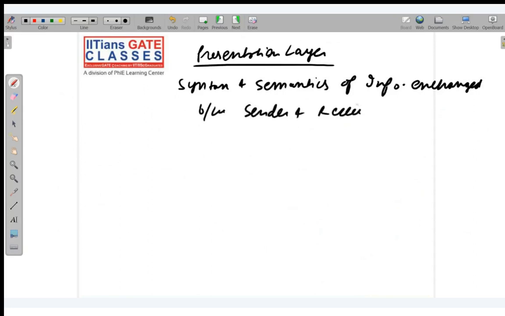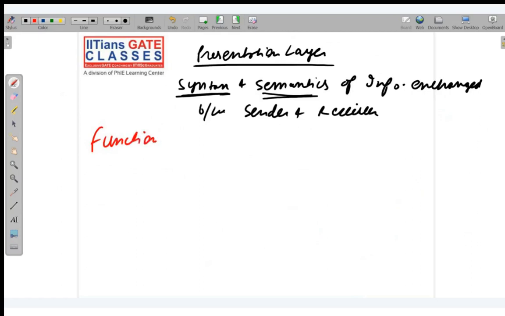Syntax means, I think every programming language has syntax. Like in C language, we have the semicolon and so on. I think you already know what syntax is. Semantics means meaning. So the syntax and semantics of information exchanged between sender and receiver is the responsibility of the presentation layer. So what are the functions?